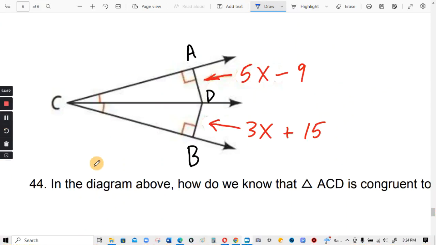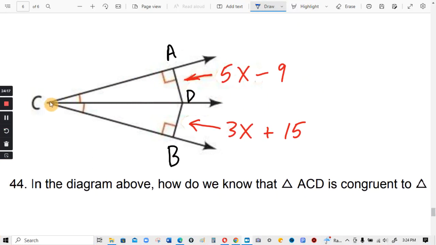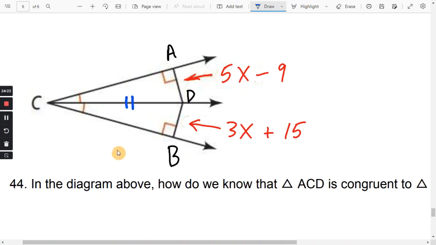In the diagram above, how do we know ACD is congruent to BCD? Okay, always with these triangles, the shared side, you want to mark that congruent to itself. All right, and we have two right angles that match. We have these two angles match. So we have two angles and a side. Now, is the side between the two angles? No, it is not. It is angle, angle, side. So that's just AAS. And because these triangles are congruent, AD equals BD.